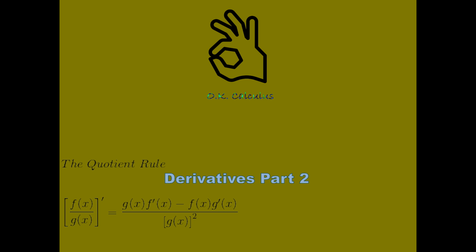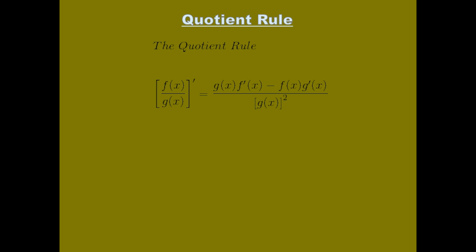I will go over more rules in finding derivatives. You will learn the quotient rule and the chain rule. Let's first start with the quotient rule for derivatives. This is the general rule for finding the derivative of a quotient.